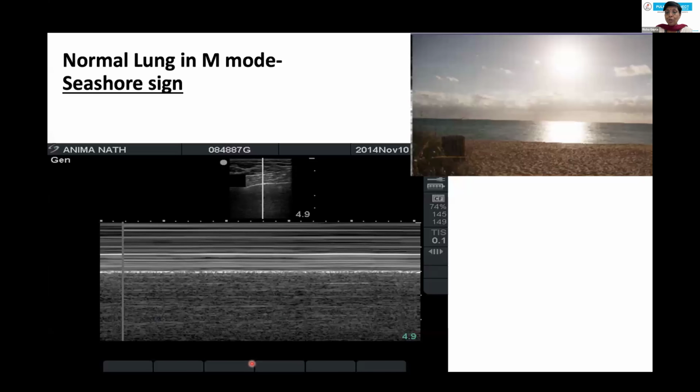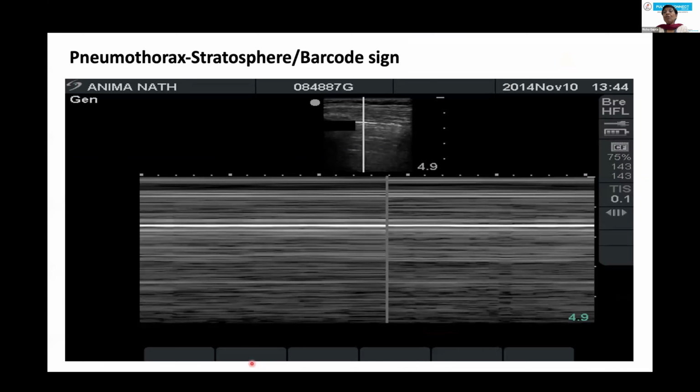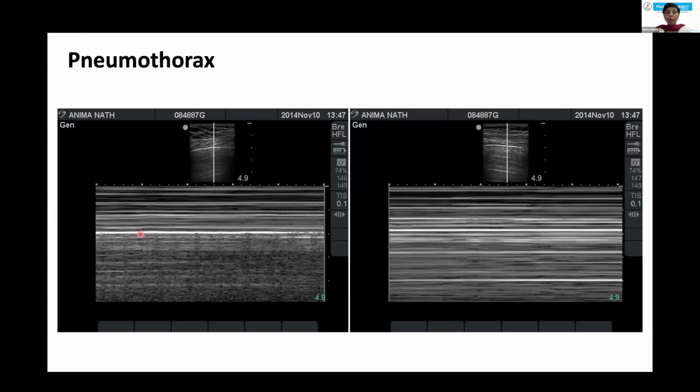Normal lung in M mode shows the seashore sign, but if pneumothorax is present, then this is called the barcode sign or the stratosphere sign. Let me put them together for you.